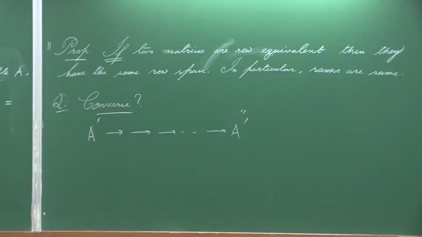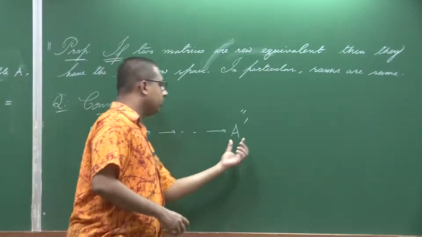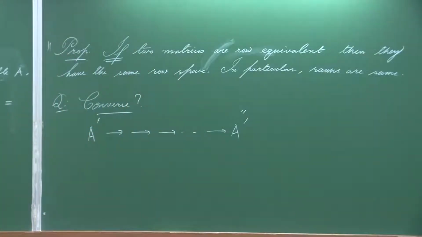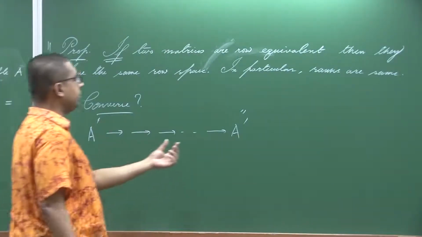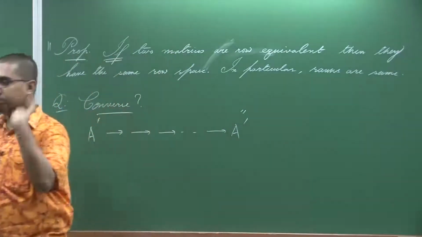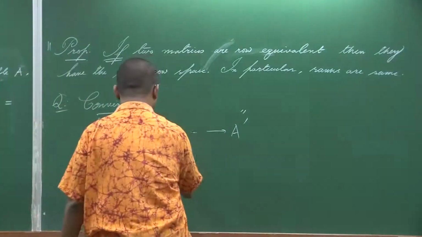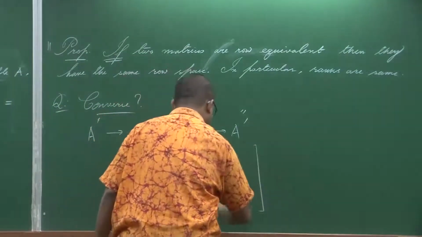Now the question is, since this matrix is of a very special form, can I say something further? From this simpler matrix, can I extract some more information about the row space of A? Indeed we can. So for that, let us observe how A prime looks like.